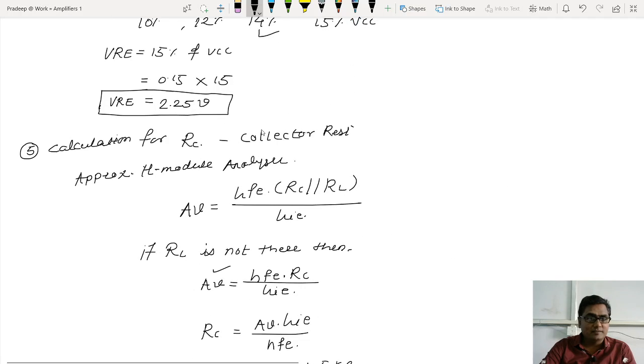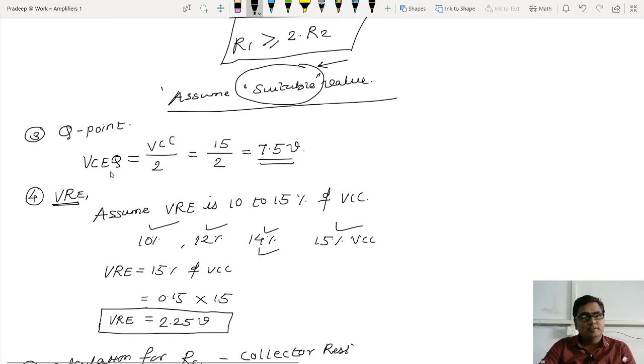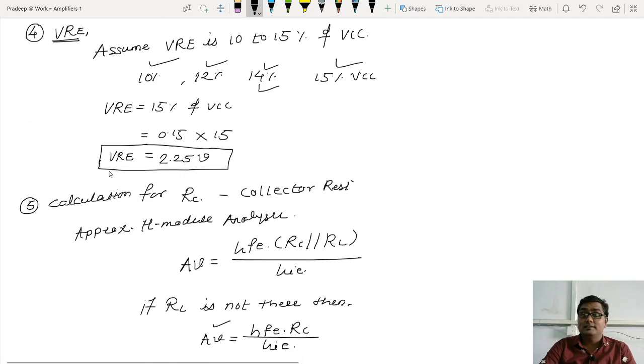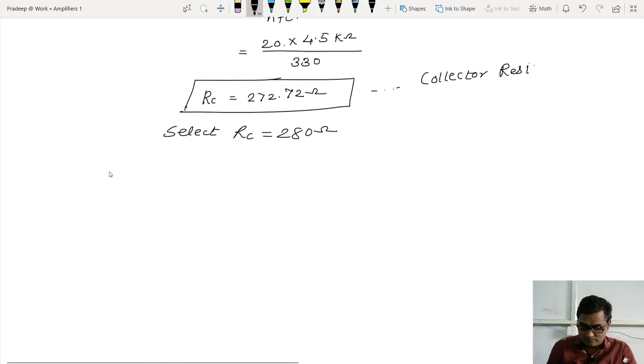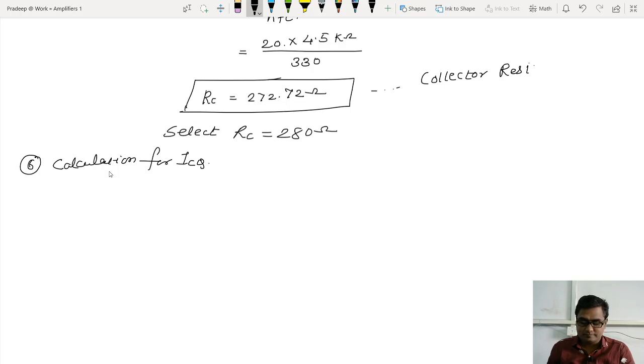Now see, the Q point first we have selected, and only VCEQ we have calculated. We have not calculated ICQ. So now let us calculate the value of ICQ. This is number 6, I think, and then I'll write the calculation for ICQ. How will you calculate ICQ? Apply KVL to the output loop.